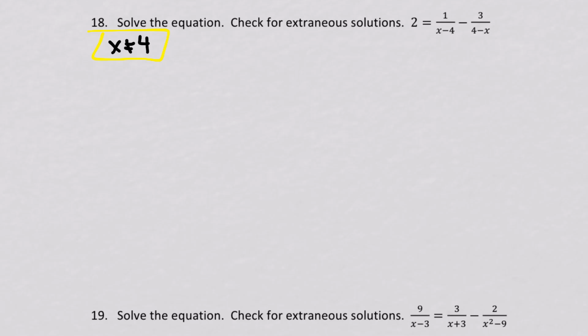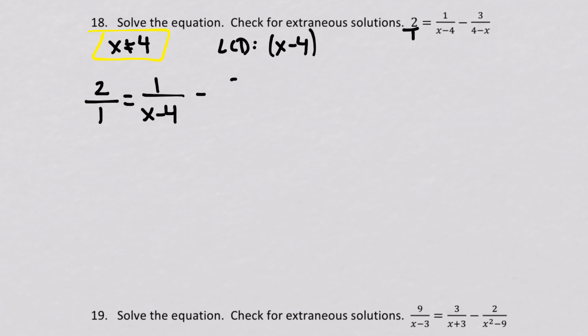If I put this over 1, my LCD is going to be x minus 4, and that's it. Notice that it's x minus 4 and 4 minus x. Watch, let me show you guys what I'm doing. This is 2 over 1 is equal to 1 over x minus 4 minus 3 over, can I factor out negative 1 and write it as x minus 4 instead of 4 minus x? Yeah, you can, right? And you should, because you want them to be the same, and that makes it much easier.